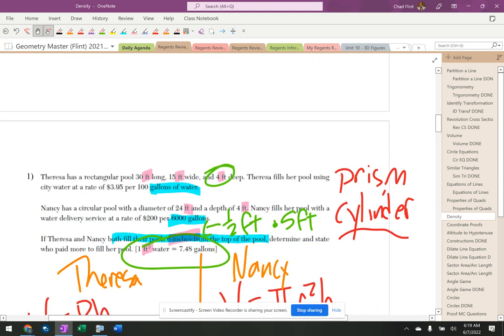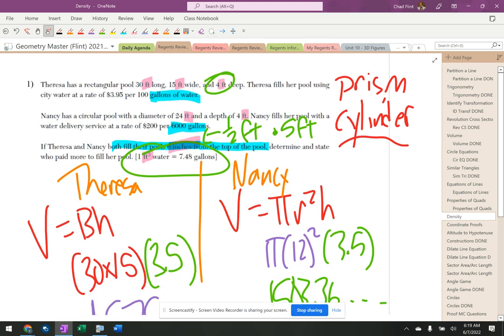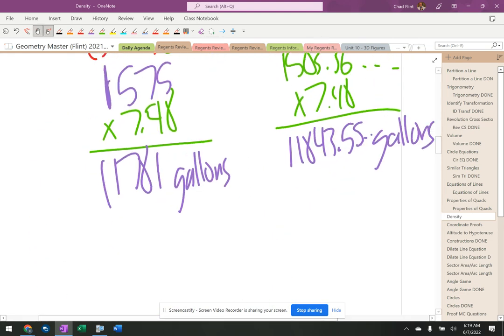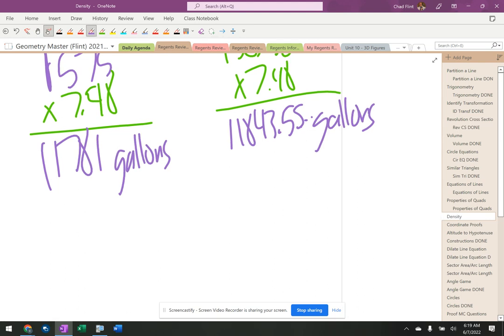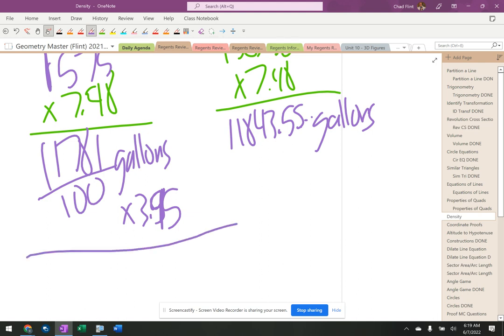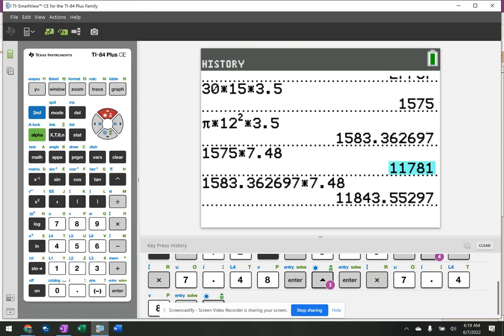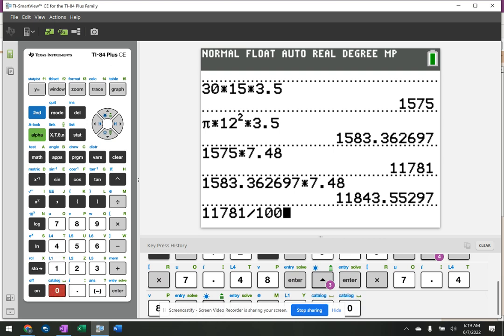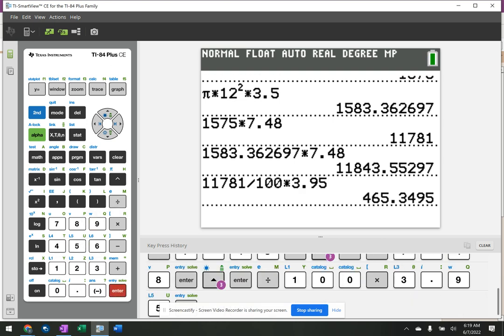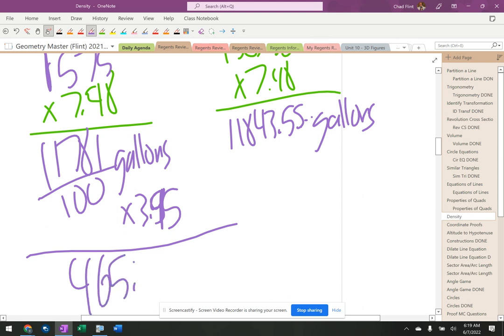All right. So now they of course give me money in weird ways. They say $395 per 100 gallons of water for Teresa. There's a bunch of ways to do this. I'm going to divide this by 100, and then I'm going to multiply that by $395. I'm going to do that all in one go in the calculator. So I'm taking this number, dividing it by 100, and then multiplying it by 3.95. All right, and I get 465.35. That's how much she pays.